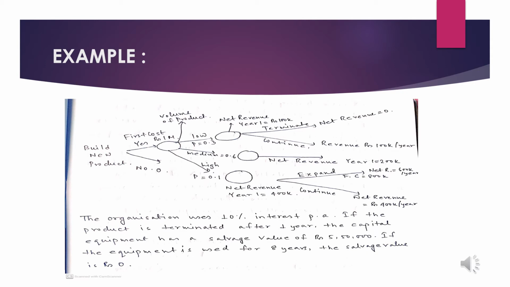Most importantly, if the product is terminated after 1 year, that is, the organization doesn't want to use it after 1 year, the capital equipment or the fixed cost will have a salvage value of rupees 5,50,000. And if the equipment or that particular fixed asset is used for 8 years or more, the salvage value becomes 0. So this is the particular example which has been talked about here. In the next few slides, we will be trying to solve this particular problem.